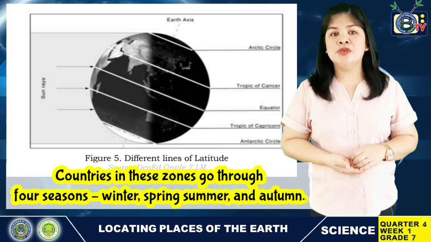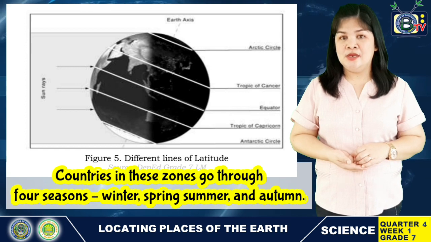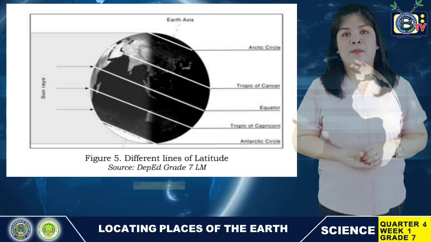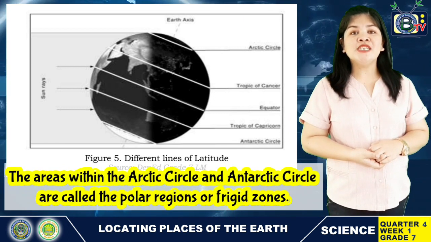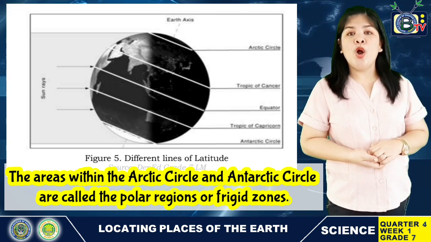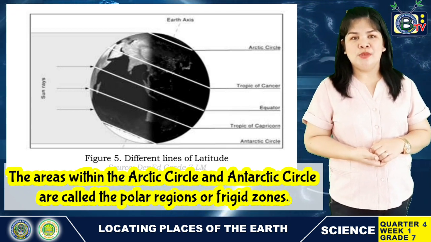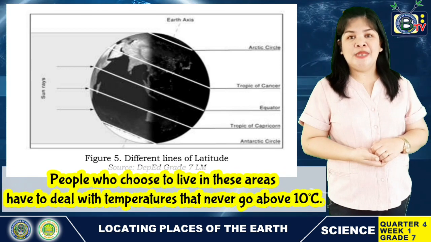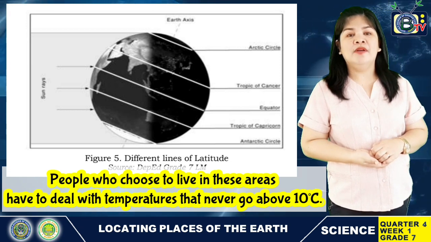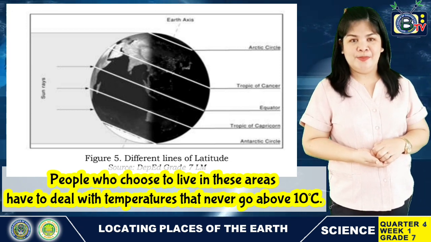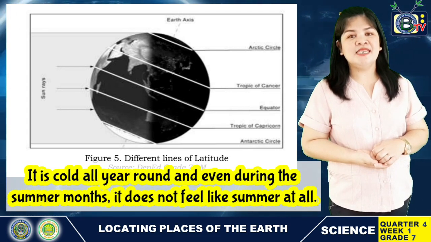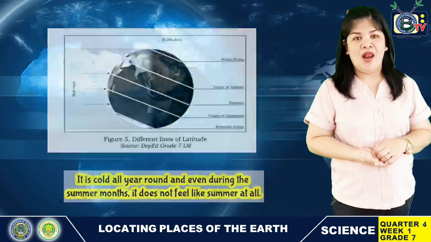Countries in these zones go through 4 seasons: winter, spring, summer, and autumn. Finally, the areas within the Arctic Circle and Antarctic Circle are called the polar regions or frigid zones. People who choose to live in these areas have to deal with temperatures that never go above 10 degrees Celsius. It is cold all year round, and even during the summer months, it does not feel like summer at all.